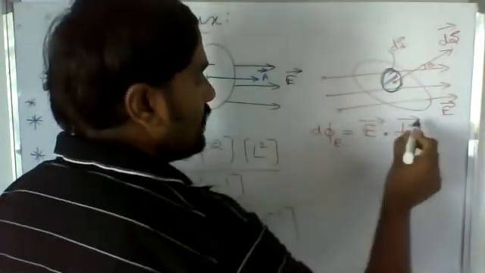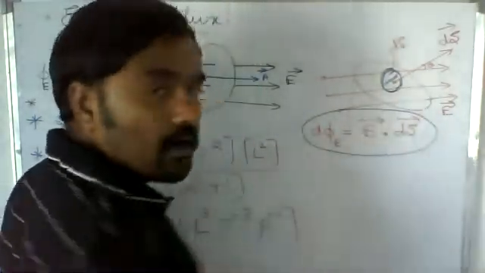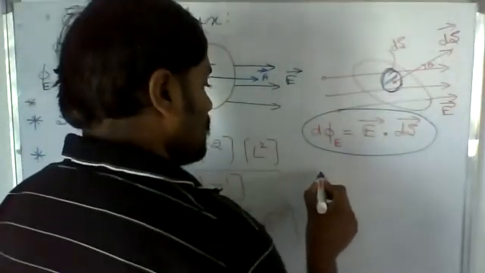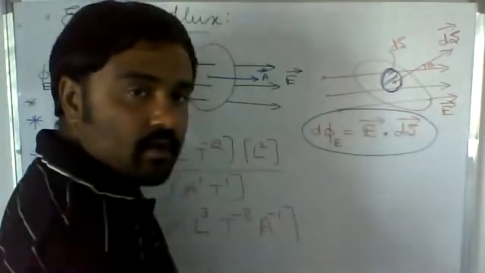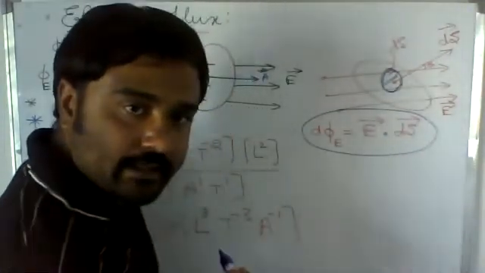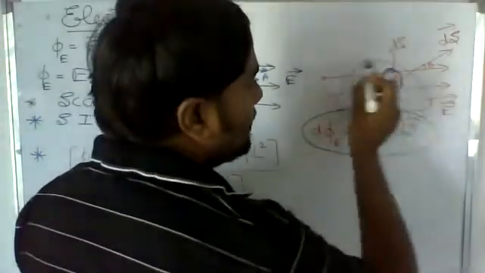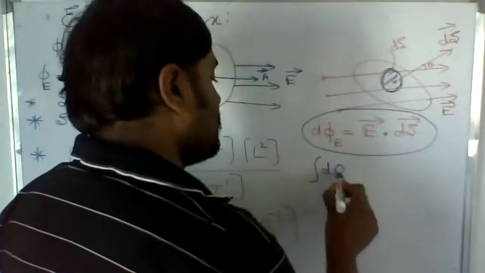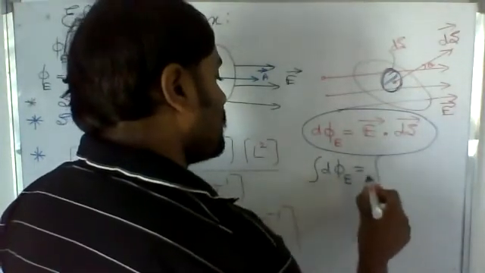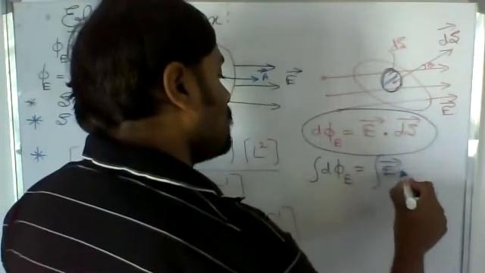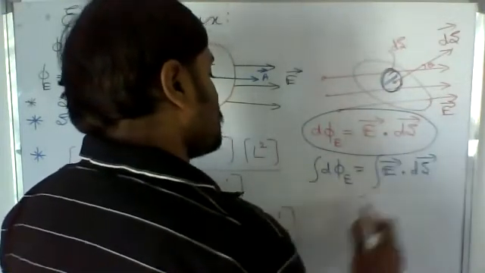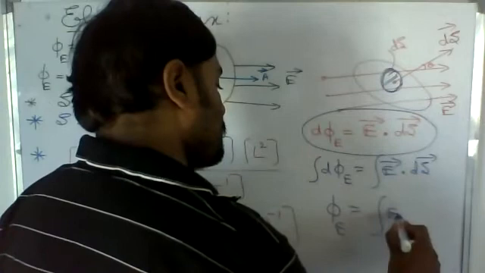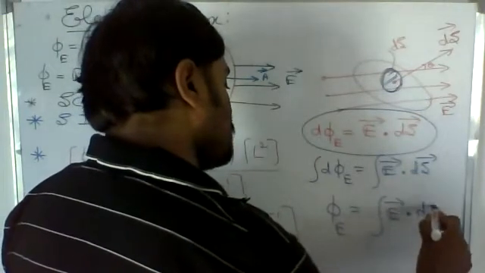Okay, d phi E is equal to E vector dot ds vector. So for the total electric flux, just integrate the equation on both sides, then we will get the total electric flux through this surface. So integration of d phi E is equal to integration of E vector dot ds vector. Integration of d phi E is phi. Phi is equal to integration of E vector dot ds vector.